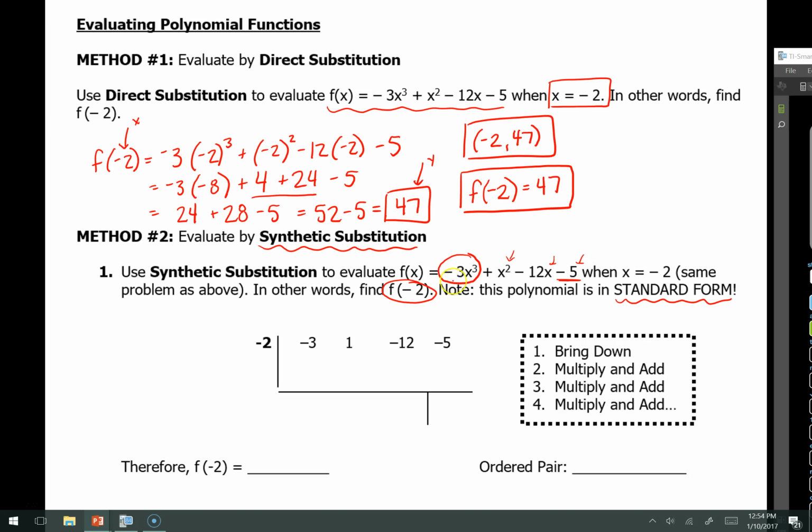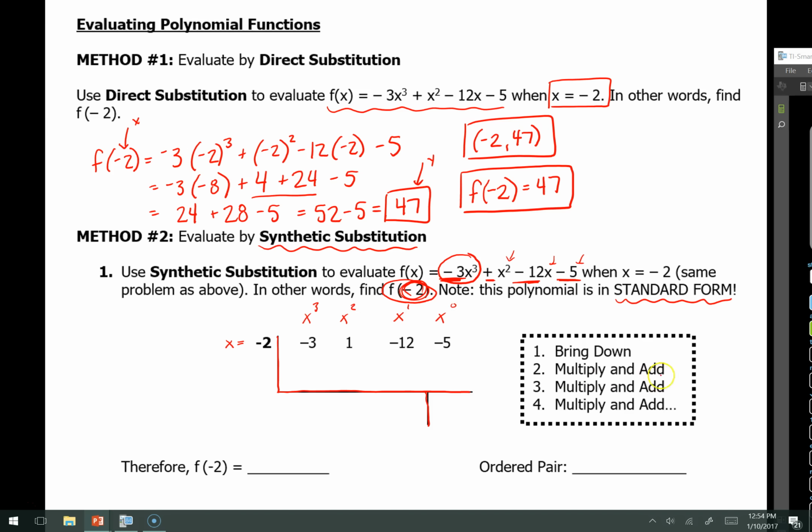Okay, so what we're going to do is we're going to evaluate at -2. So you'll notice here I have this L-shaped bar drawn with a little tail on the end, and I put the value that I'm evaluating at outside on the left. So that's what x is equal to. That's my -2 from here. Now for this next line, I'm going to take the coefficients in order from the polynomial. So -3 comes in the first spot, +1, -12, and -5. So again, that's the coefficient for x to the third power, then x to the second power, x to the first power, and then x to the 0 power.